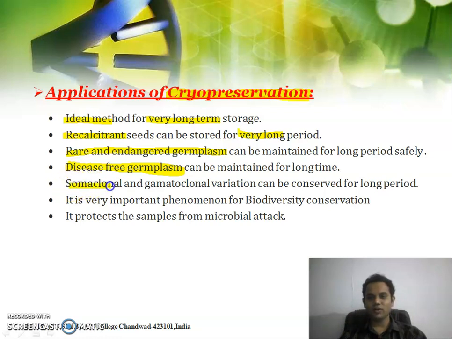Then somaclonal and gametoclonal variation can also be conserved for a long period of time. Somaclonal variations are variations in the somatic cells that are limited to that generation, and gametic variations are variations in the gametes or germ cells. Such cells can also be preserved for a very long period. It is a very important phenomenon for biodiversity conservation, as we earlier discussed.